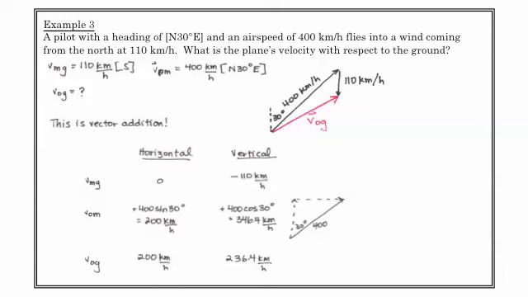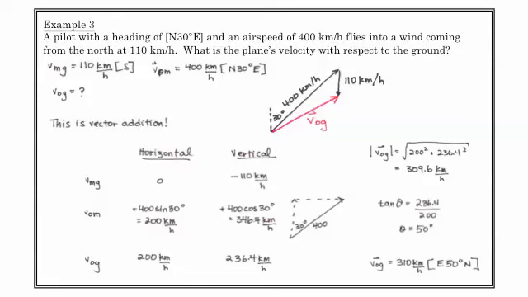So let's use Pythagorean theorem to find out what the magnitude of that vector is. It's 309.6 kilometers per hour. And we'll use the tan ratio to find out that the angle is 50 degrees. And we'll put these two things together and we can say very plainly that the velocity of the object with respect to the ground is 310 kilometers per hour, east 50 degrees north.